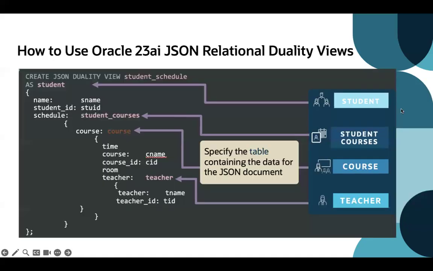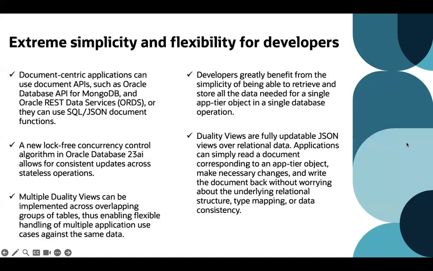So here's the syntax for how the JSON relational duality views can be created on top of the relational tables. I have school data wherein I have multiple tables: student, courses, teachers, etc. And I have mapped it into a single document by creating a JSON Duality View on top of all these tables. The application is now going to see the data in JSON format. So here we are getting the benefit of both the models, in a single Oracle 23ai database.